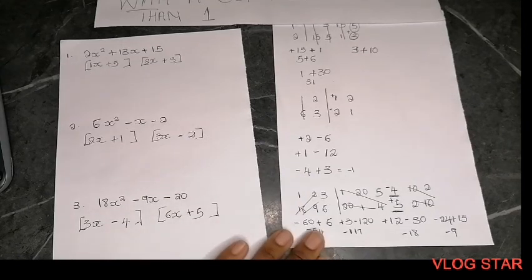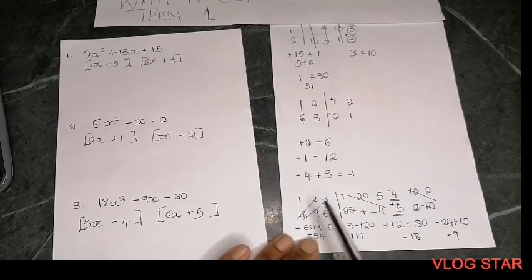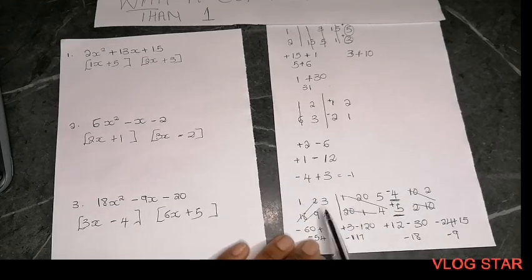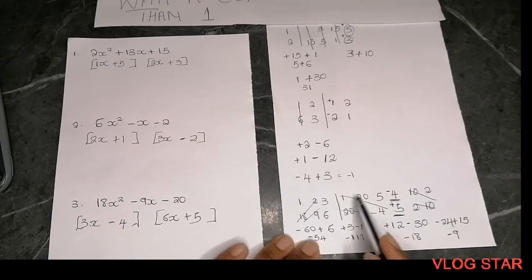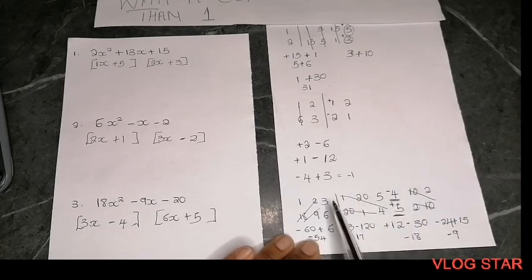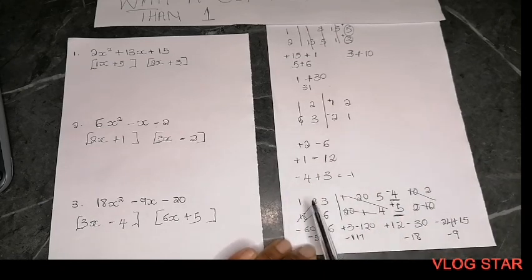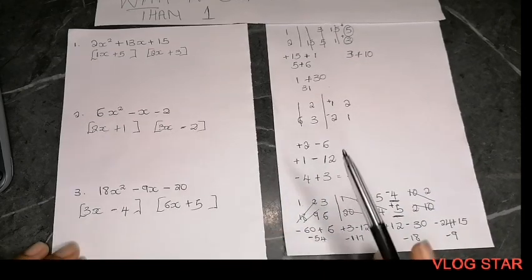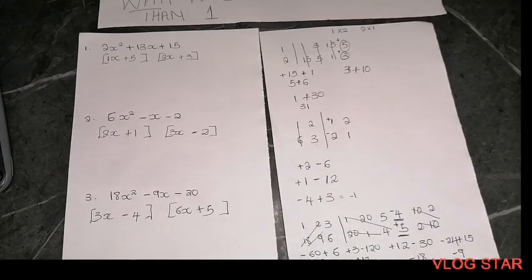If you started with 1 and 18 and multiplied with all these numbers and it didn't work, you had to move on to 2 and 9, and then it didn't work, and then you finally got the answer with 3 and 6. So even if it was another question and 3 and 6 wasn't working, we were going to move on to 2 and 9, and then to 1 and 18. I really hope you understand how we factorize trinomials with a coefficient greater than 1.